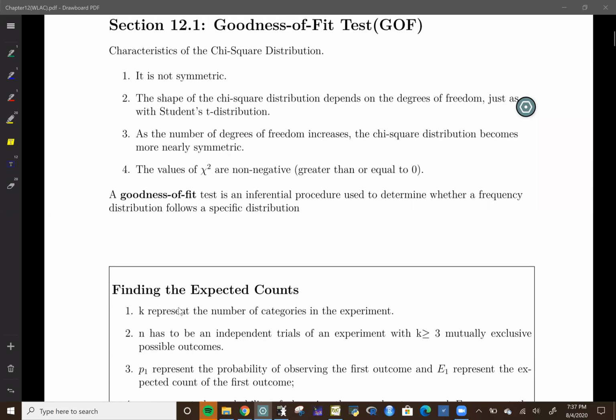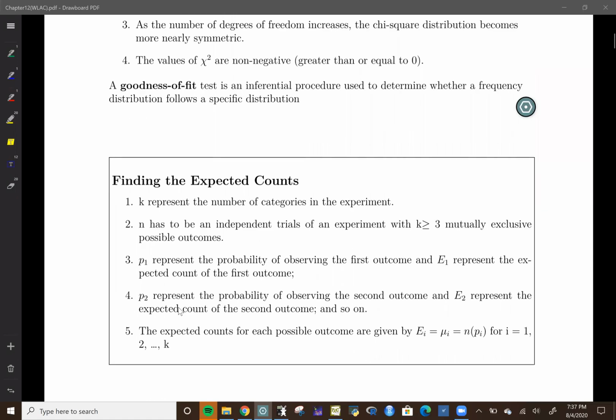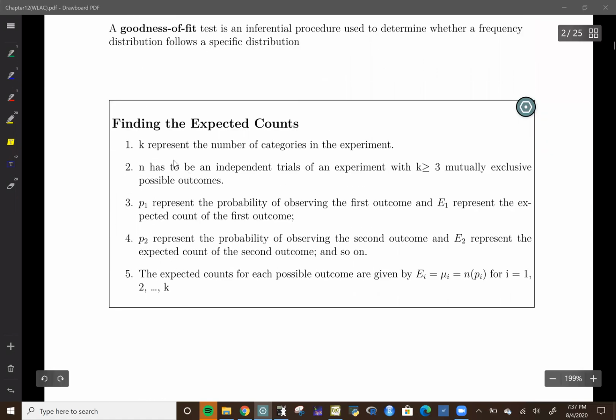Up next, we're going to go over how to find the expected value, or the expected count. K represents the number of categories in the experiment. If you remember the example I just gave, K will represent how many months there are in the year. In that example, K will be 12 because there are 12 different categories.